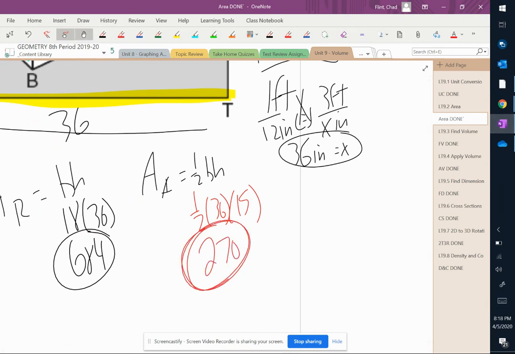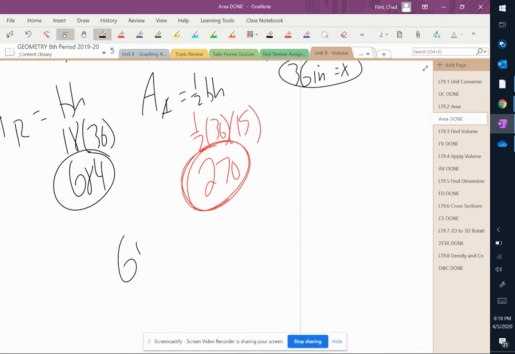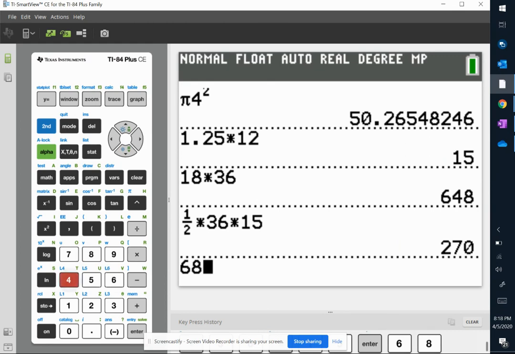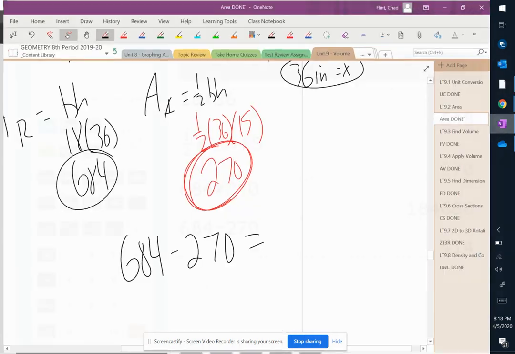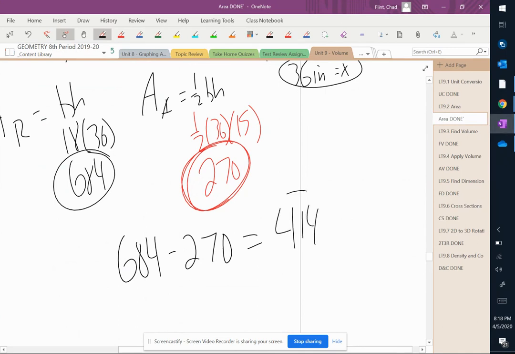And then in the very beginning, before I started, I thought about it, and I said I needed to do rectangle minus triangle. And I did 684 minus 270, which is 414. So the shaded area of that shape is 414.